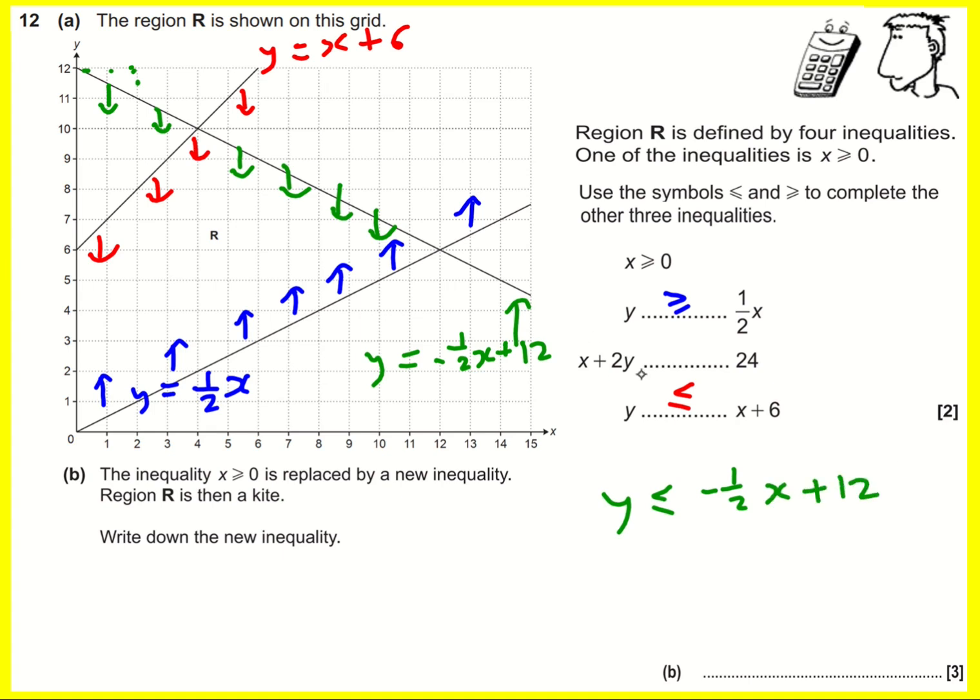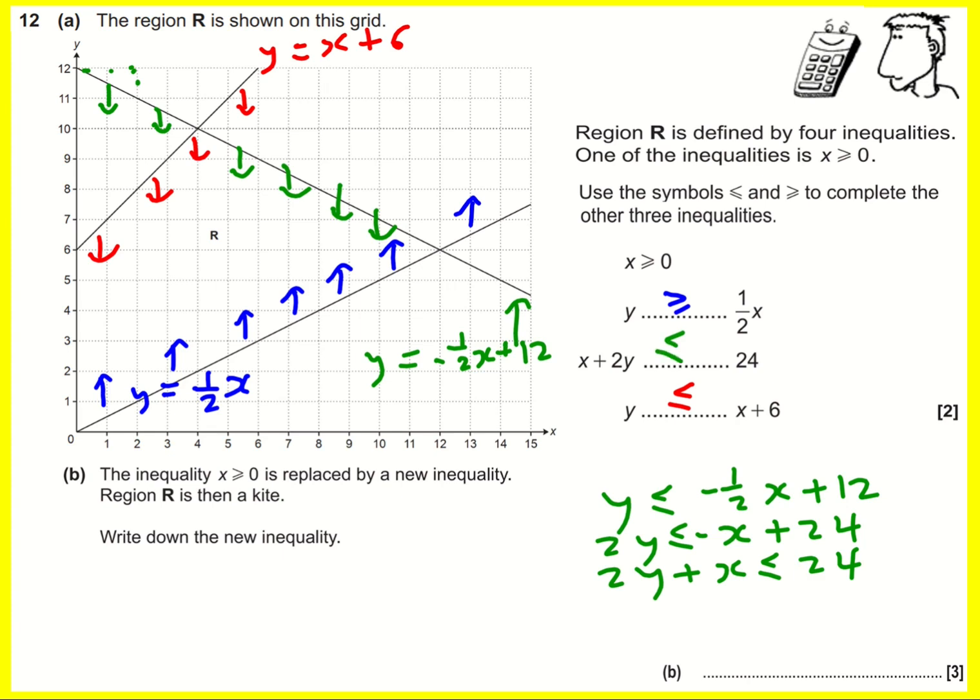Now that's not quite how it's written here, so I'm going to need to manipulate it a little bit. I'm going to multiply through by 2 to start with. 2y is less than or equal to minus x plus 24. Hold on, I made a mistake. That should be a minus. So 2y plus x is going to be less than or equal to 24. And now I can just fill it in. All they've done is swap these two around, so it is going to be a less than or equal to 1.